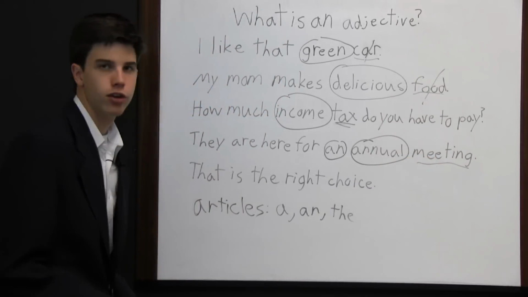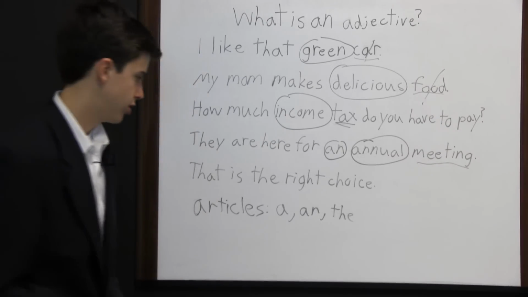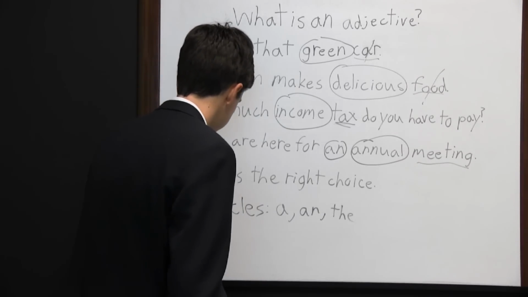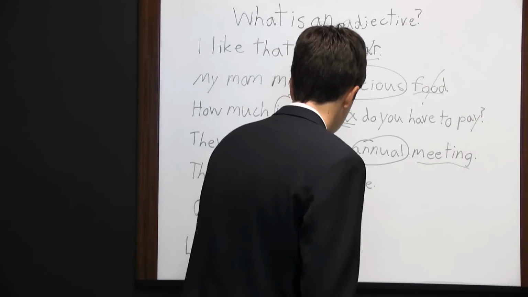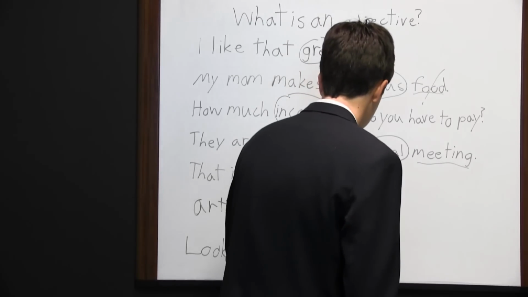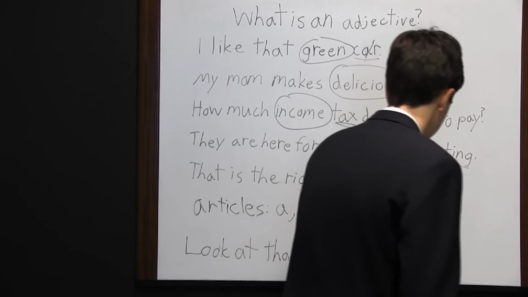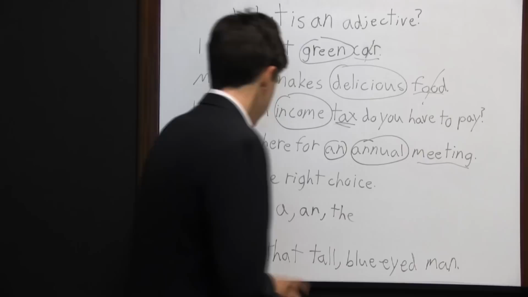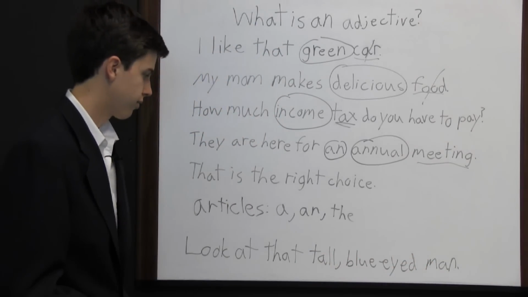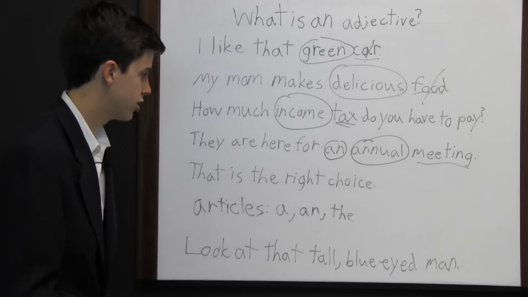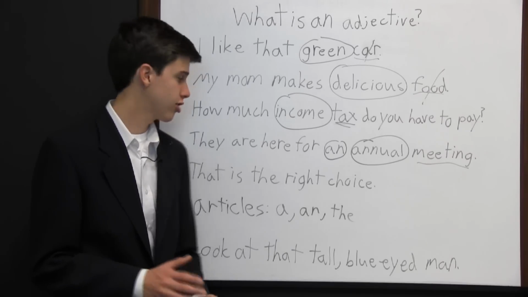And that leads me to another point. You can have more than one adjective in a sentence, and you could have more than one adjective next to each other. Like, look at that tall, blue-eyed man. Tall and blue-eyed are both adjectives, and they're both describing man, and they can be right next to each other. And sometimes you need to put a comma in between those two adjectives. But the main point I want you to get there is that two adjectives can be right next to each other, describing the same word.